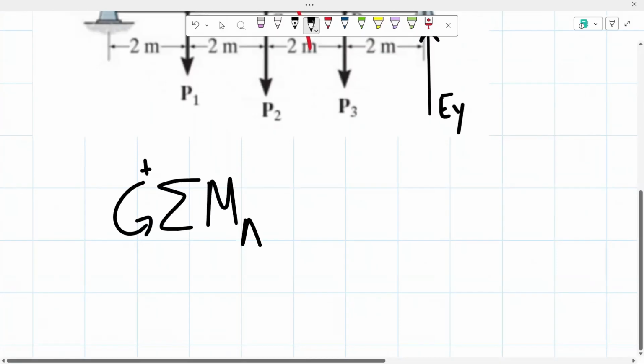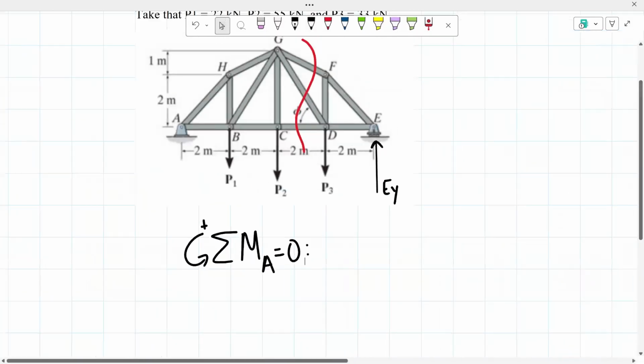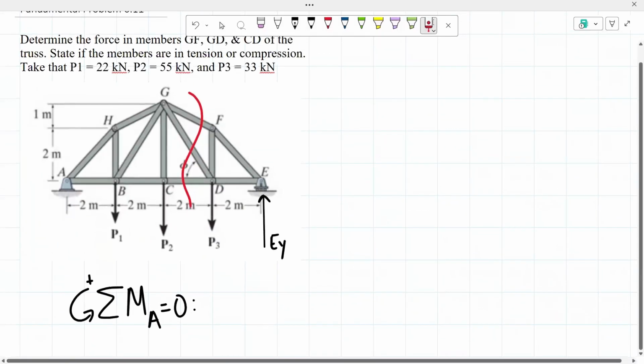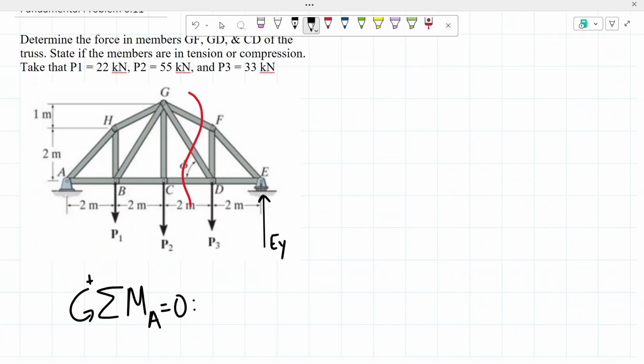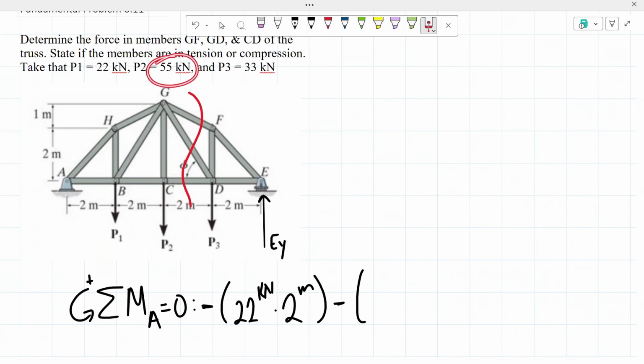The sum of the moments about point A has to equal 0. Our P1 has a force of 22 kilonewtons and a distance of 2 meters. It's going to be creating a clockwise moment, so a negative moment of the force 22 kilonewtons times a distance of 2 meters. From there, we will have again a negative moment from our P2 with a value of 55 kilonewtons and a distance of 4 meters. Once again, a negative moment by our force P3 with a value of 55 kilonewtons and a distance of 6 meters.